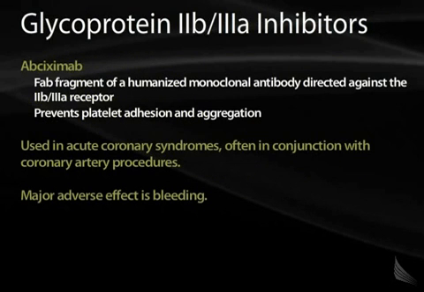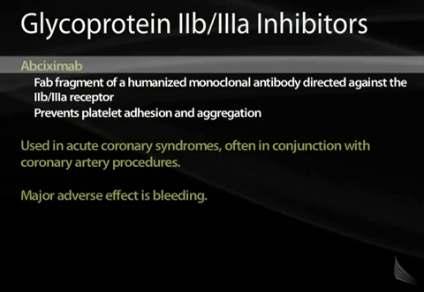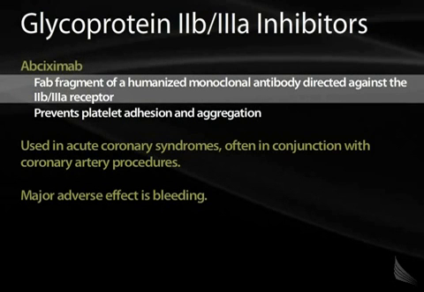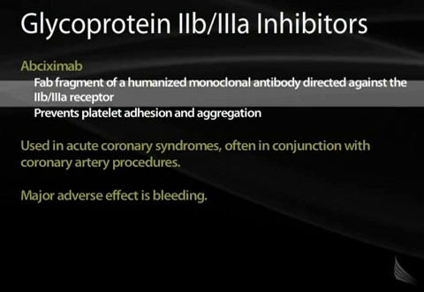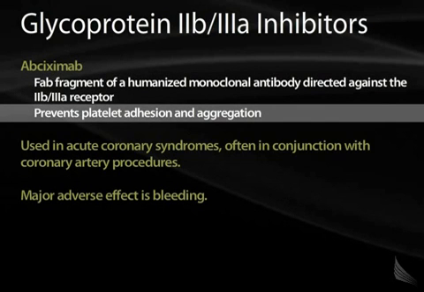Let's talk about glycoprotein 2B3A inhibitors. The classic molecule in this drug family is abciximab. Abciximab is an FAB fragment of a human monoclonal antibody that's directed against the glycoprotein 2B3A receptor on platelets. This drug works by preventing platelet adhesion and aggregation.